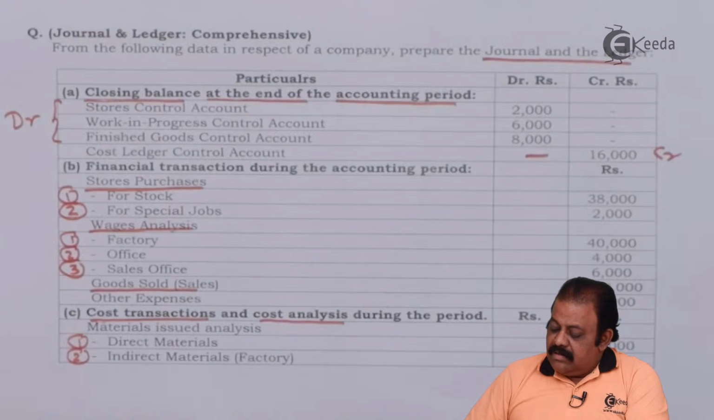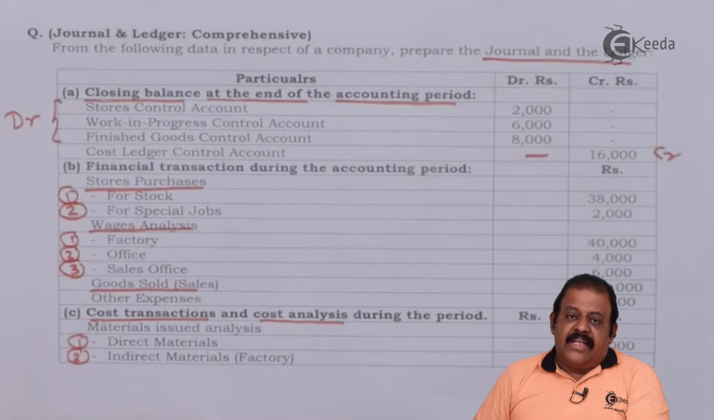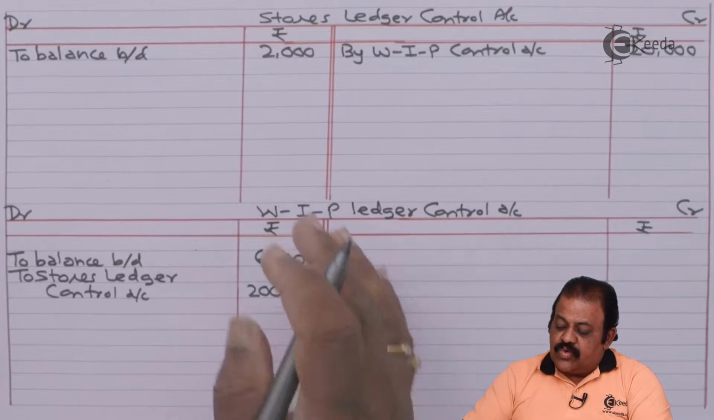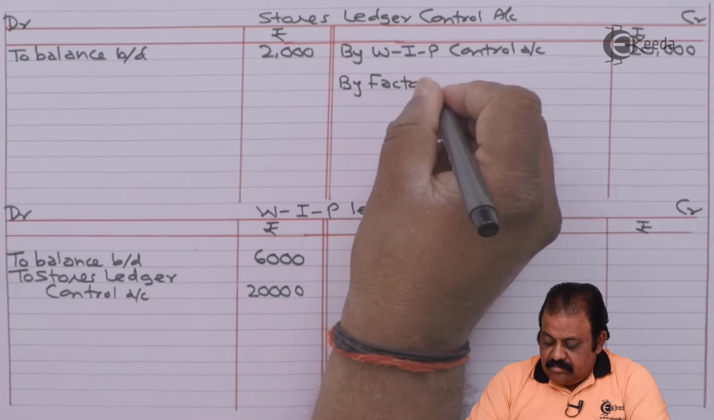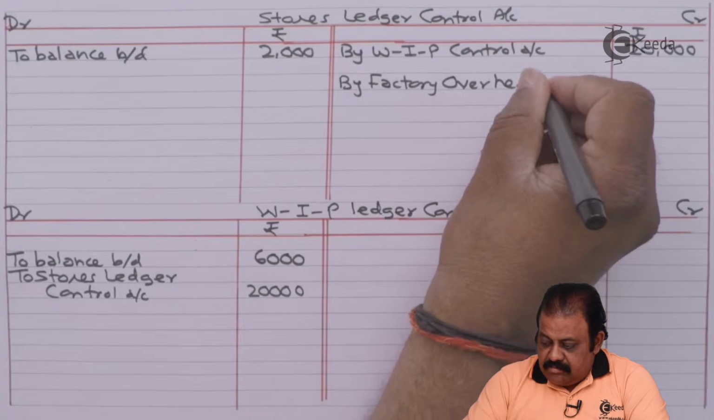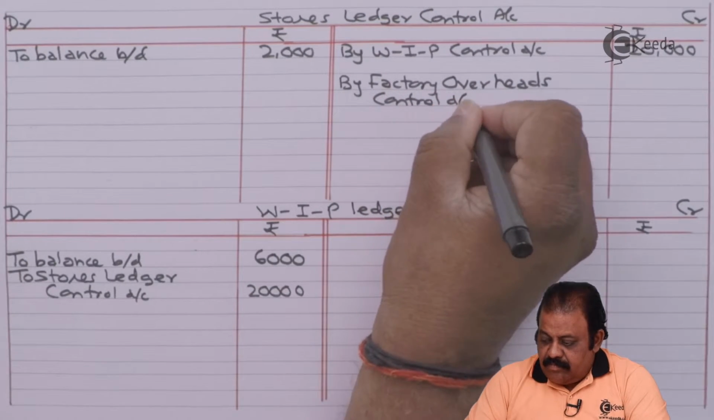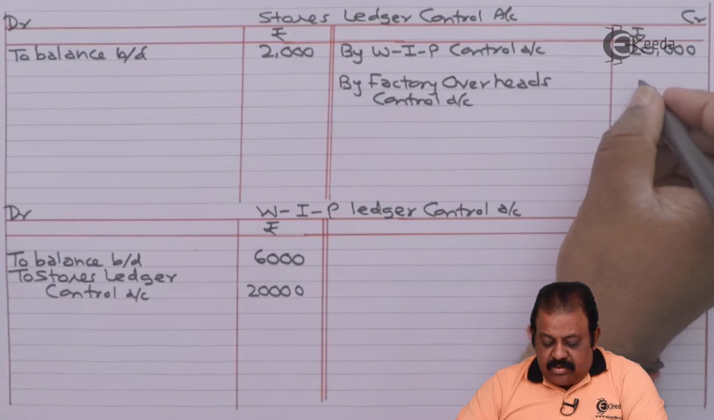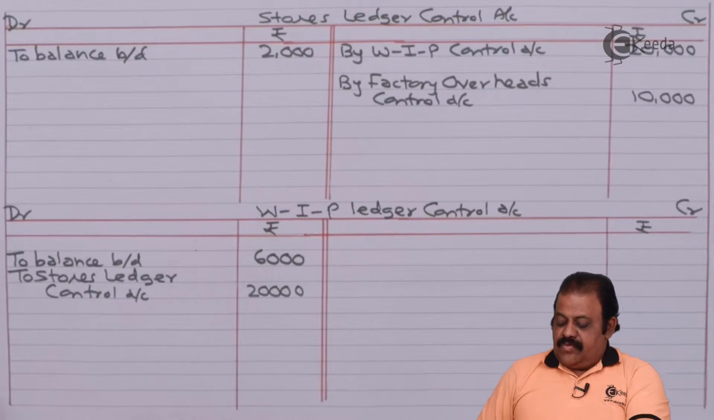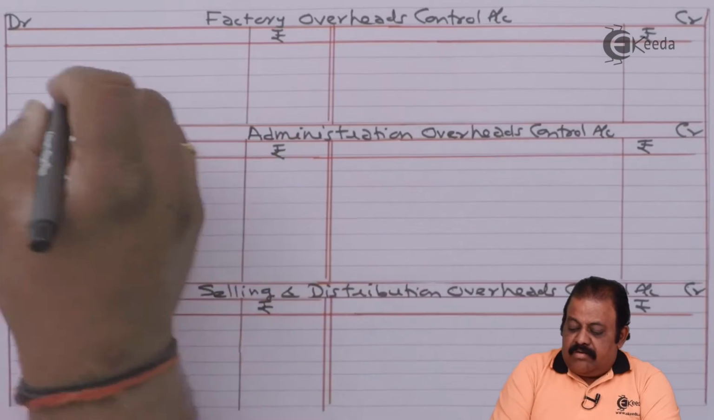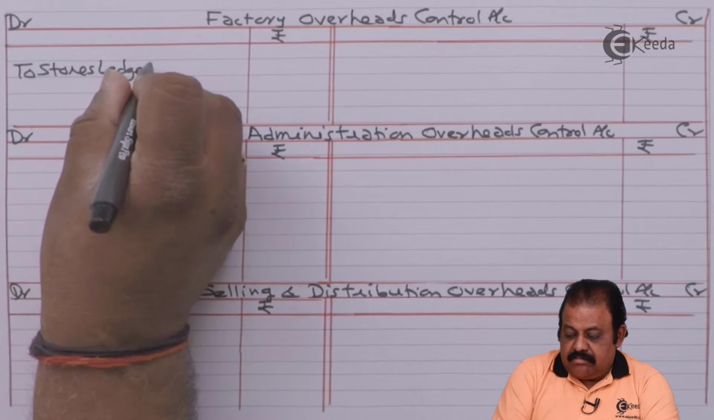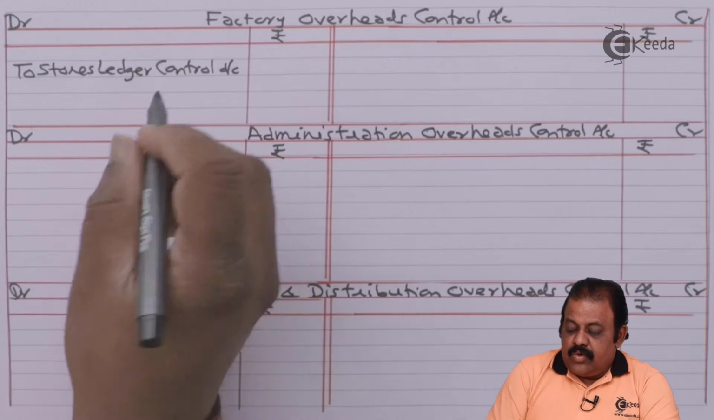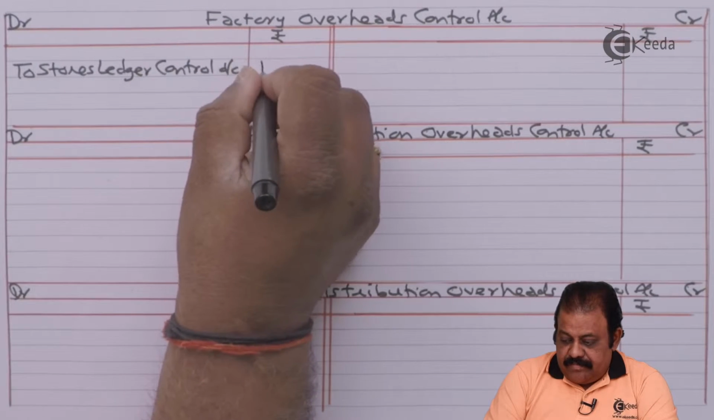Indirect material 10,000, that is issued to factory, so it will be treated as factory overheads, credited to stores ledger control account, by factory overheads control account 10,000. Factory overheads control account debit, to stores ledger control account 10,000.